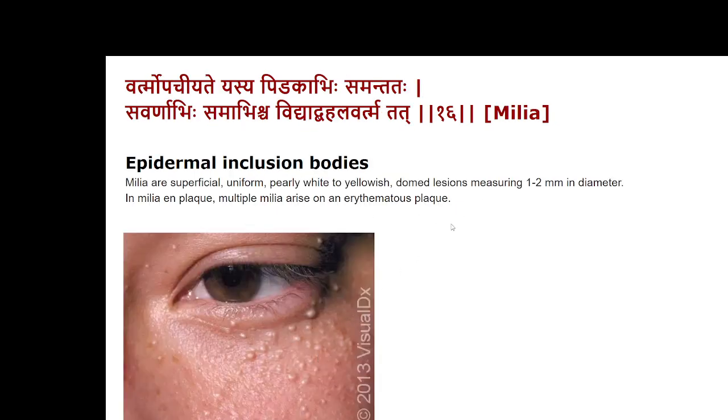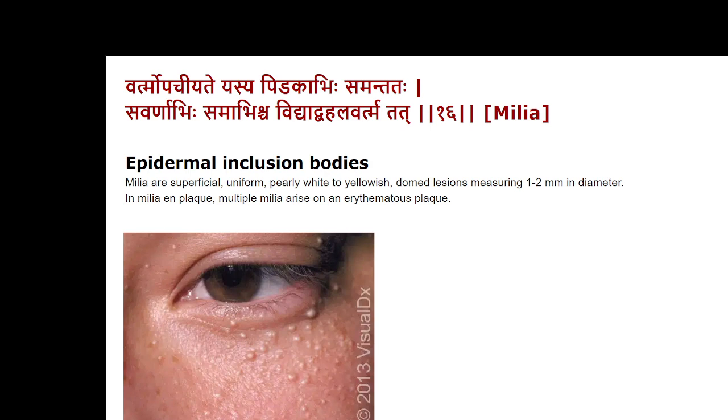Now, bahala vartma is another condition where vartma upachiyate yasya pidakabhi samantatah savarnabhi samabhischa vidyat bahala vartma. It is a situation where there are multiple swellings having the same color as that of the skin, non-inflammatory multiple swellings which have a smooth surface; they are considered as bahalavartma. Bahalavartma you can again see in the epidermal inclusion bodies, which are also called milia.